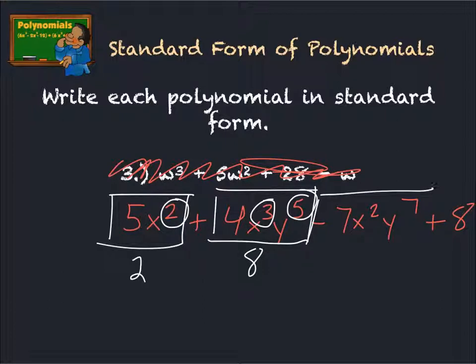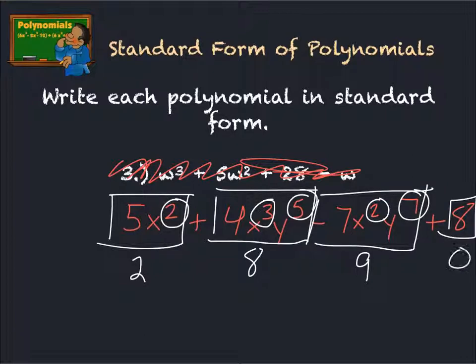If we look at this third monomial, we have a 2 and a 7. So the degree of this would be a 9. And then this last one is a constant, so it would have a degree of 0. Now, if we're wanting to write this in standard form, the one with the degree of 9 would have to go first. So this would be negative 7x squared y to the 7th, because remember this monomial was negative.